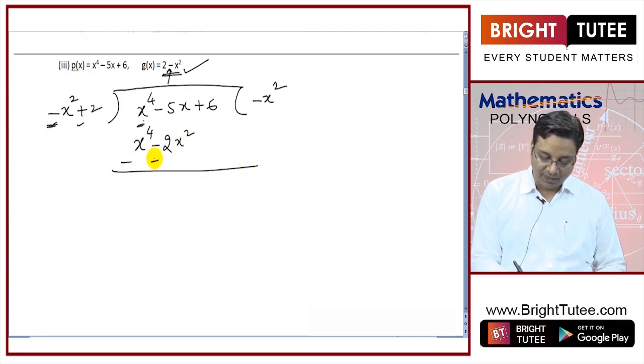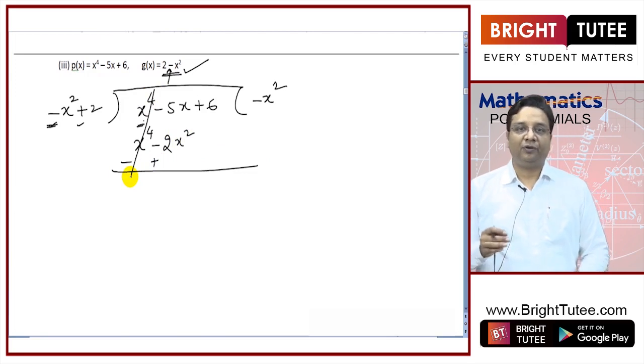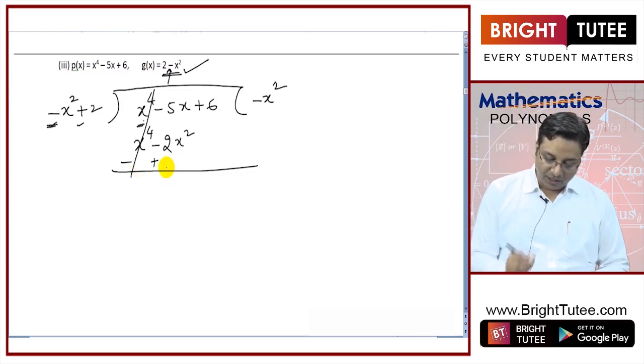Okay. Now subtract. This term gets cancelled. This is the aim of this division, to get the first term cancelled and then see how the rest of the terms behave. Okay. So now the subtraction. There is no x square term here.